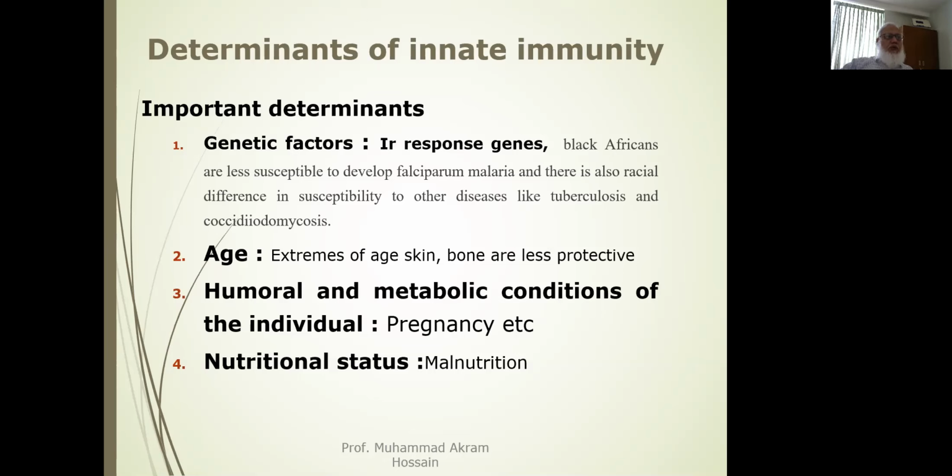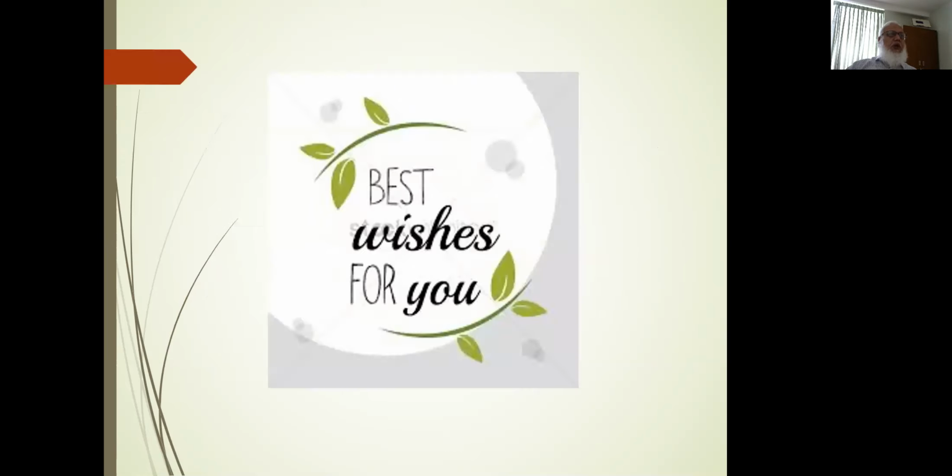As you can observe, at the extremes of age, our skin and bones are less protective: in the very newborn and the very old, the skin is fragile. Humoral and metabolic conditions of the individual: in pregnancy, there are some humoral and metabolic rearrangements, so they are also somewhat immunocompromised. Nutritional status, of course, is a very important factor.